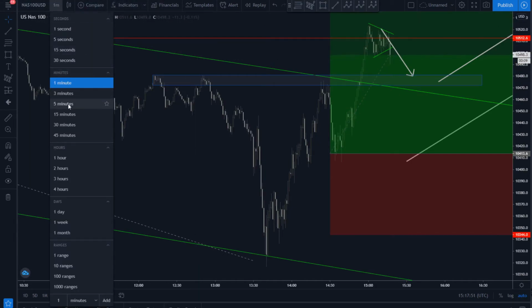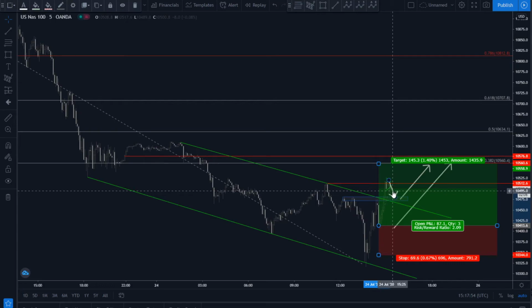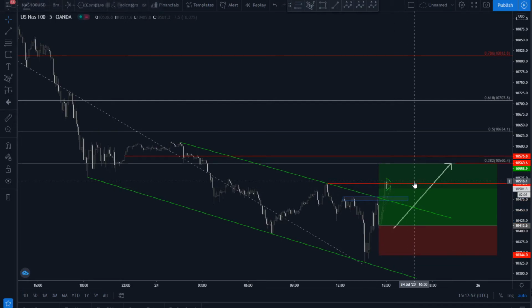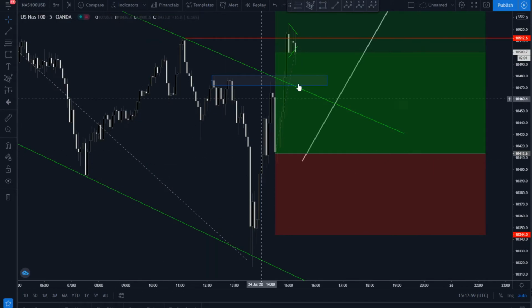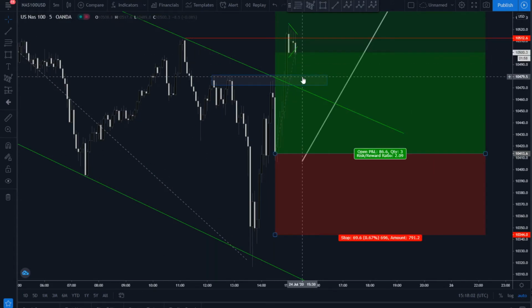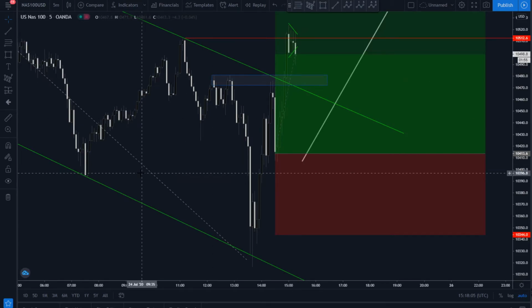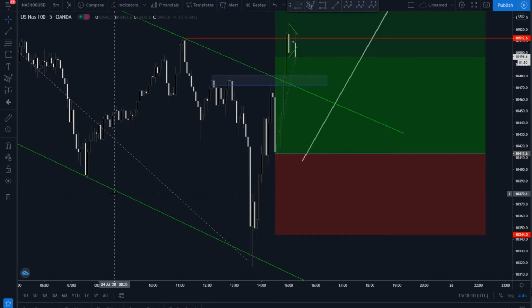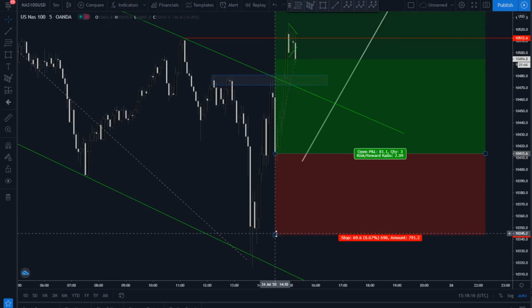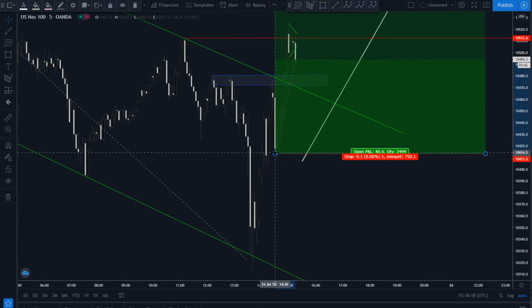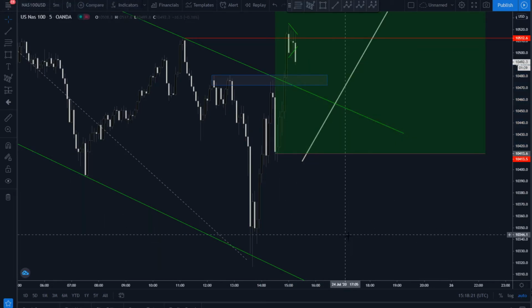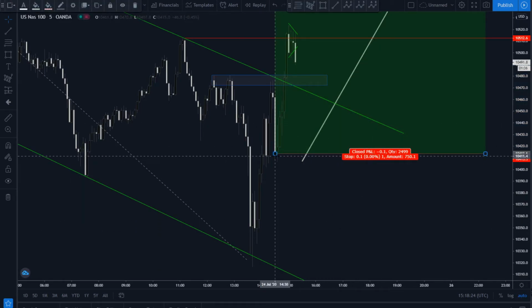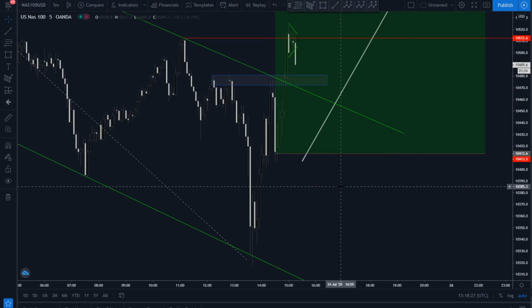Let's go back here to the 5 minutes and erase this. So yeah, right now it broke down, so it's not bad or anything. But what I'm going to do now is reduce my risk as quick as possible when I'm trading. So what I'll do here is simply take my stop loss and bring it to my entry point plus the fees. So right now I'm going to be in a risk-free trade.